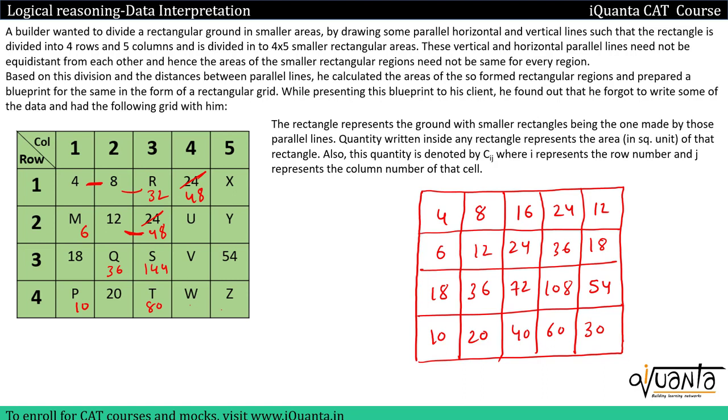Then if I look at the relation between column 3 and 4, 32 and 48, that means value in column 4 is 1.5 times the value in column 3. So 48 into 1.5, we'll get 72 here. 144 into 1.5, I'll get 216 here. 80 into 1.5, 120 will be written over here. At last, between column 4 and 5, I can see that value in column 4 is 4 times the value in column 5, because 54 into 4 is 216. So I'll write 12 over here, 18 over here and 30 over here.